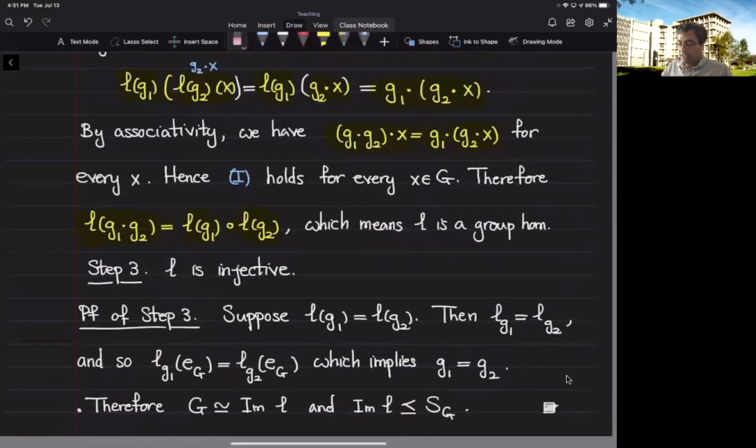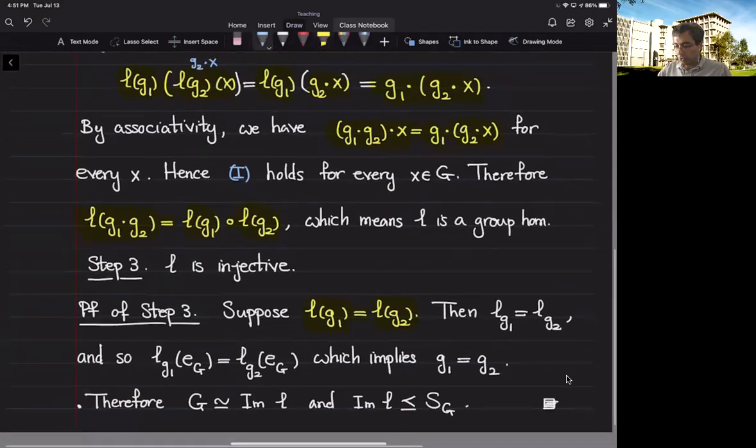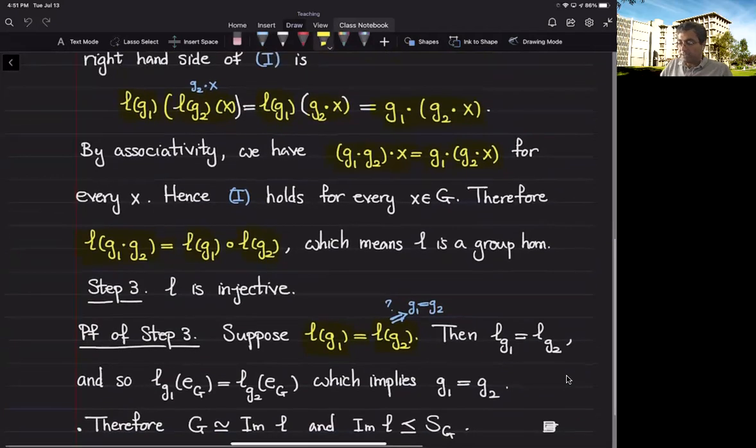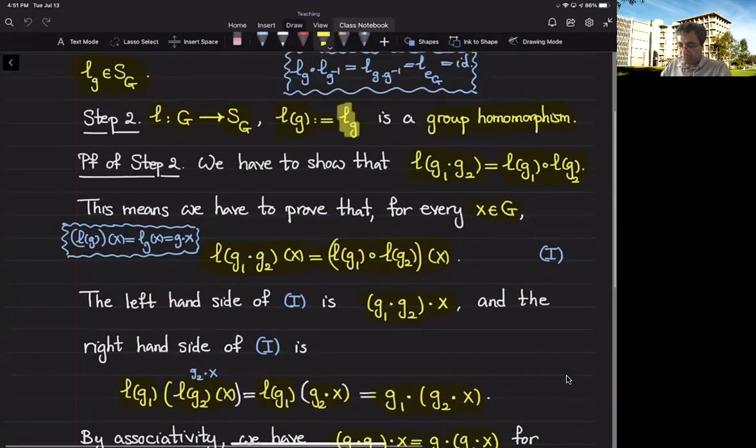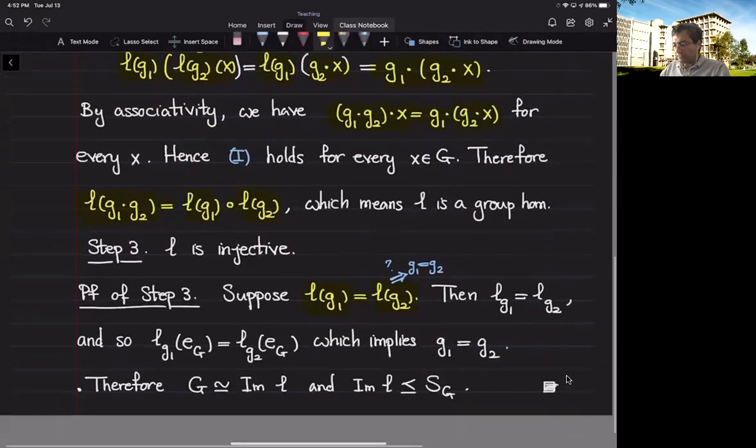Injective means what? Injective means that if I tell you L of G1 is the same as L of G2, I need to argue why G1 is equal to G2. So I need to show that this implies question mark. Why does this imply that G1 is G2? That means injectivity. Okay, when I tell you that L of G1 equals L of G2, what is L of G1? L of G1 is nothing but this bijective map. So left multiplication by G1 gives me the same function as left multiplication by G2.